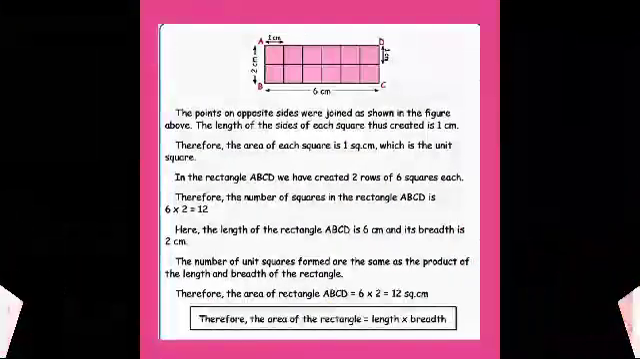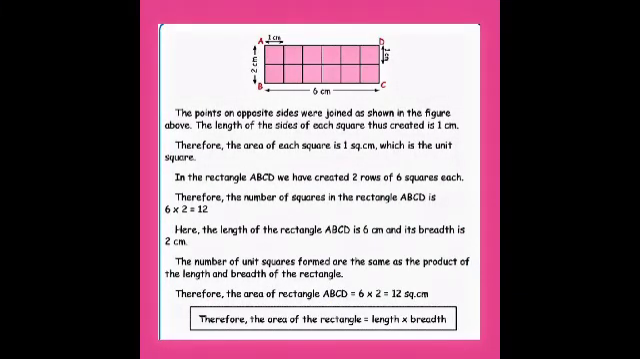We know that a rectangle has length and breadth. If we add all the sides, we will get perimeter. If you multiply length and breadth, we will get area. That is the only difference. There we add 2 lengths and 2 breadths. Here we multiply only 1 length and 1 breadth. Therefore, the area of a rectangle is length into breadth.